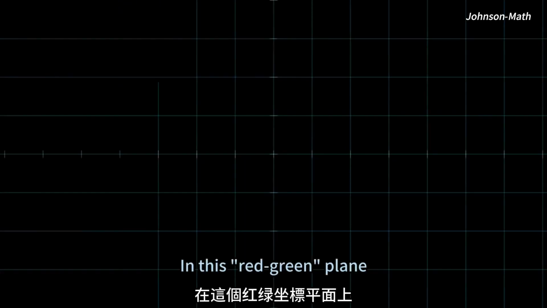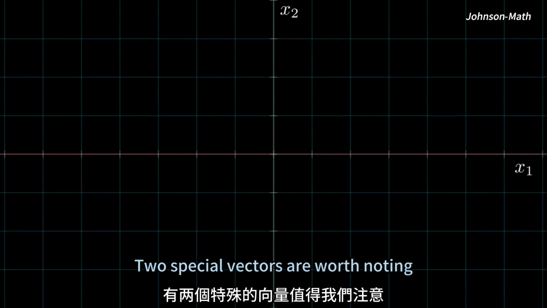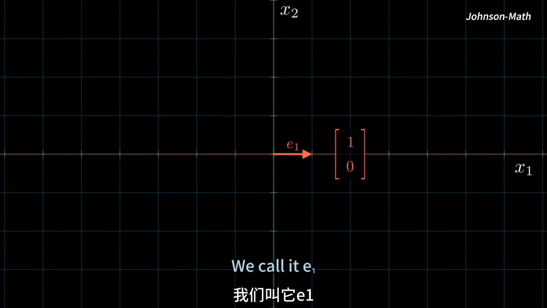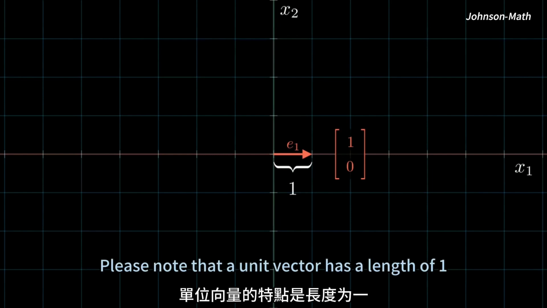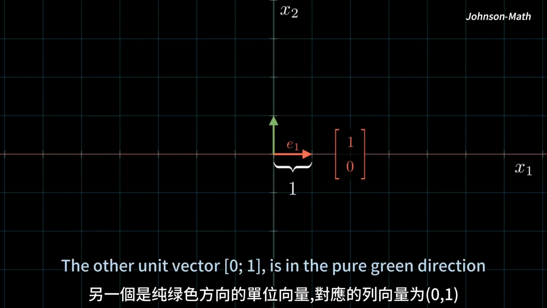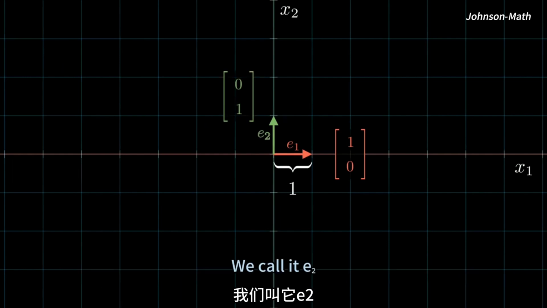In this red-green plane, two special vectors are worth noting. The first one is a unit vector, 1, 0, in the pure red direction. We call it E1. Please note that a unit vector has a length of 1. The other unit vector, 0, 1, is in the pure green direction. We call it E2.